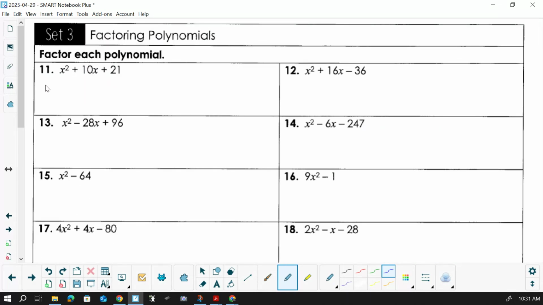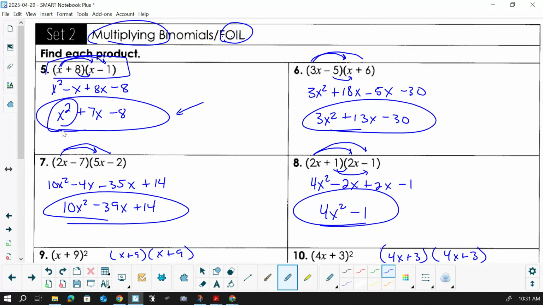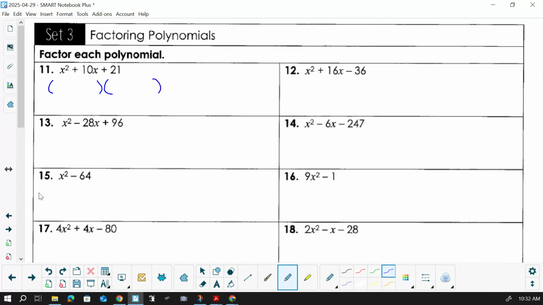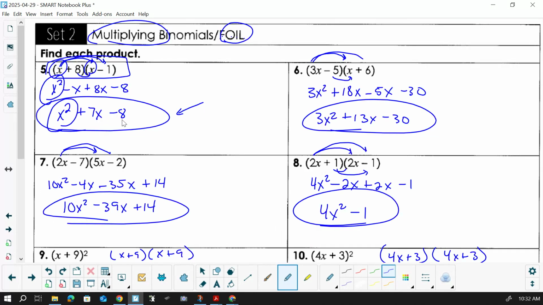So for example, I know it's going to be like this. I also know that this first term, this x squared, if I look back here, notice the first term came from the first number times the first number, x times x. That's where I got that. So I go, okay, if it's an x squared, it's got to be an x, and it's got to be an x. The last term, let's look back here, a negative 8. Where did this negative 8 come from? This negative 8 came from the last number times the last number. Positive 8 times a negative 1 gave me a negative 8.